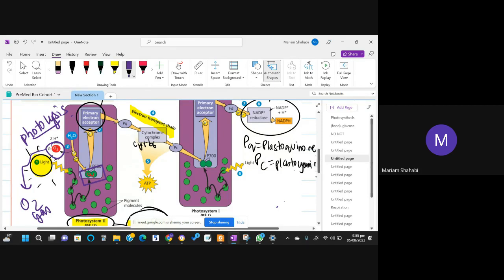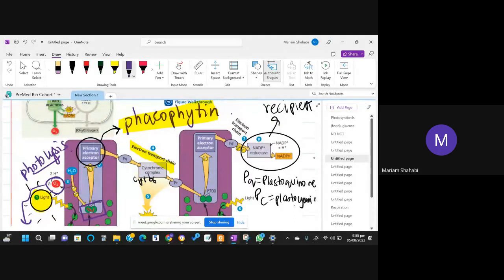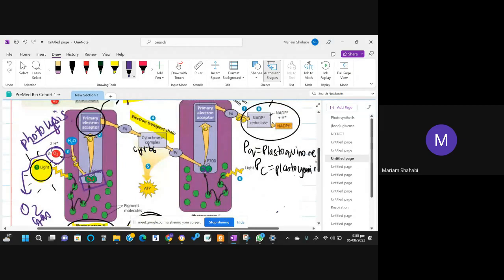Photosystem 1 में plastocyanin से electron जाता है photosystem 1 के reaction center में. यहाँ पे भी chlorophyll A molecules हैं. And because these chlorophyll A molecules will absorb light of 700 nanometers, तो इसीलिए इस photosystem को P700 कहते हैं. Again, need to remember this.